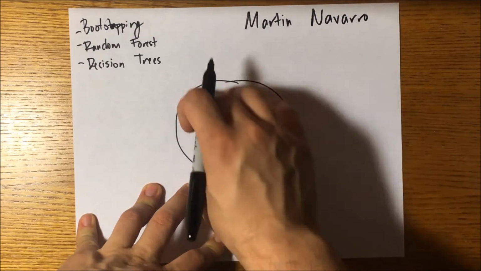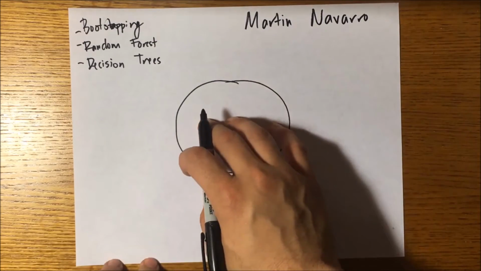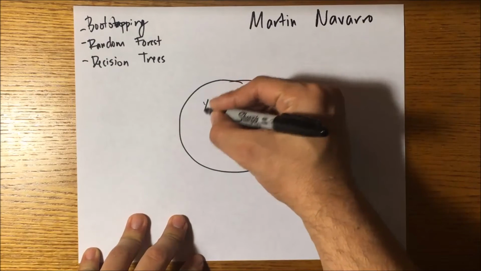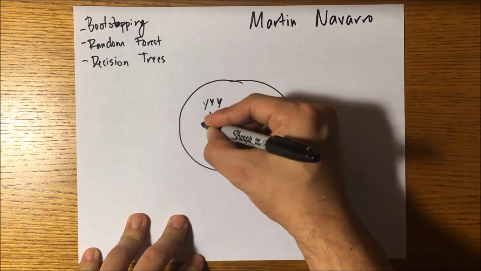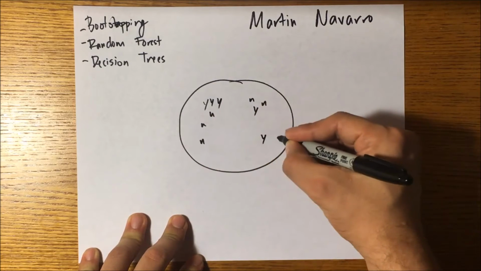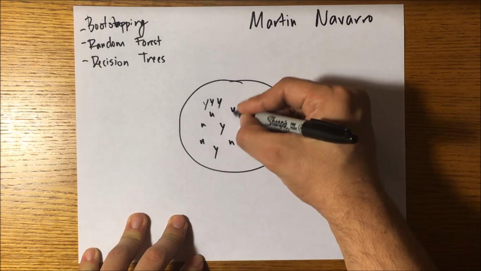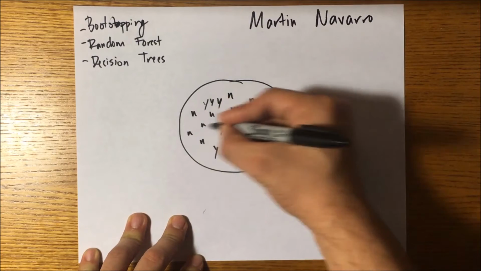The data set is usually the outcomes. In this particular set, I'm going to have a simple outcome of yeses or nos. So I'm just going to write yeses and nos randomly throughout there. I'm honestly writing them as I go, and this is going to be completely random.